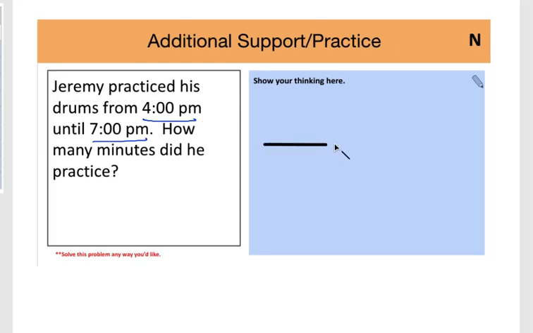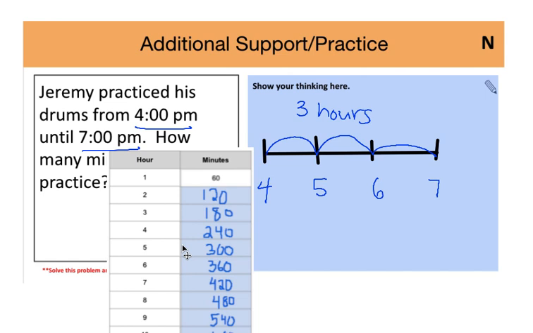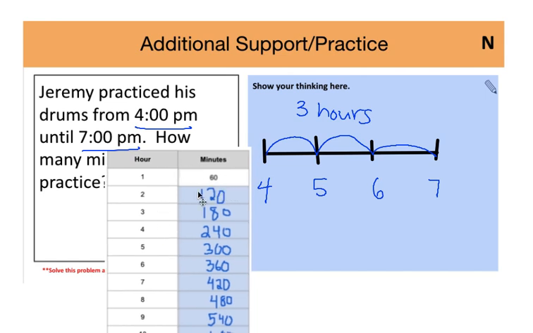So I'm going to go ahead and just quickly draw a number line here. Okay, so they're not really that equally spaced, but here is 4 p.m., 5 p.m., 6 p.m., 7 p.m. So between 4 and 5, it's 1 hour, another hour, so it's 3 hours. Right, and if we take our table that we had, where we converted hours into minutes, we can see that 1 hour is 60 minutes, 2 hours is 120, and 3 hours is 180 minutes, right?